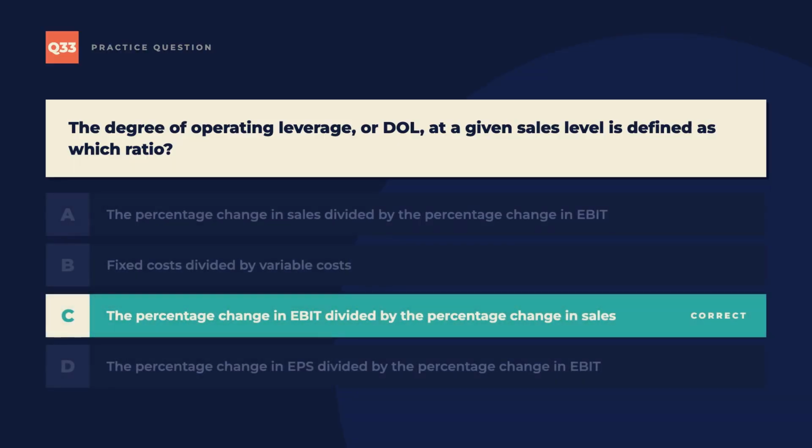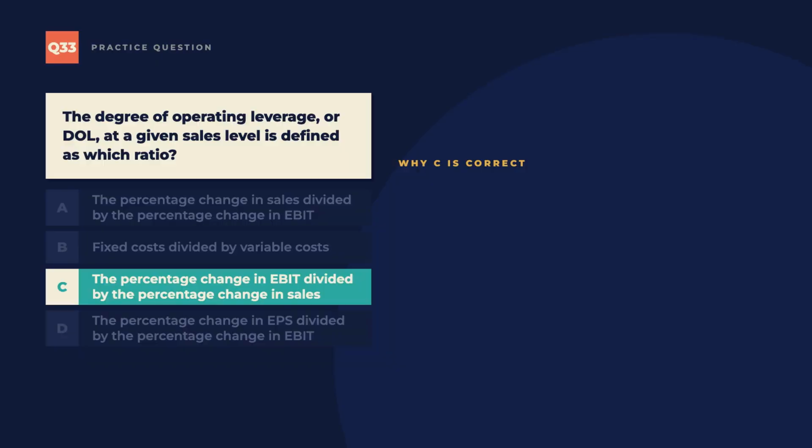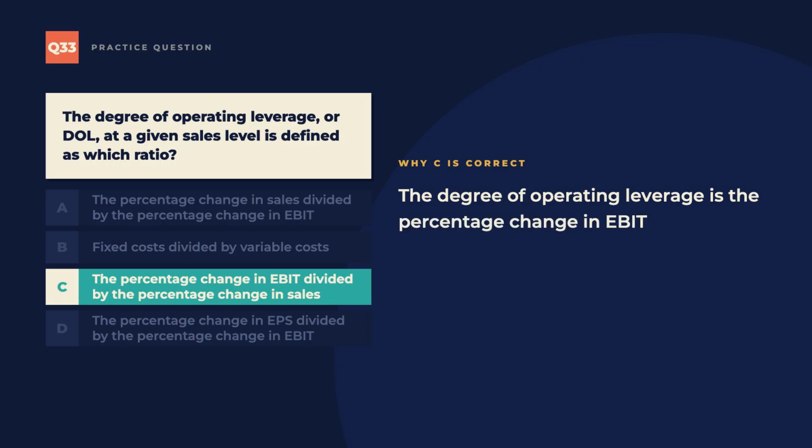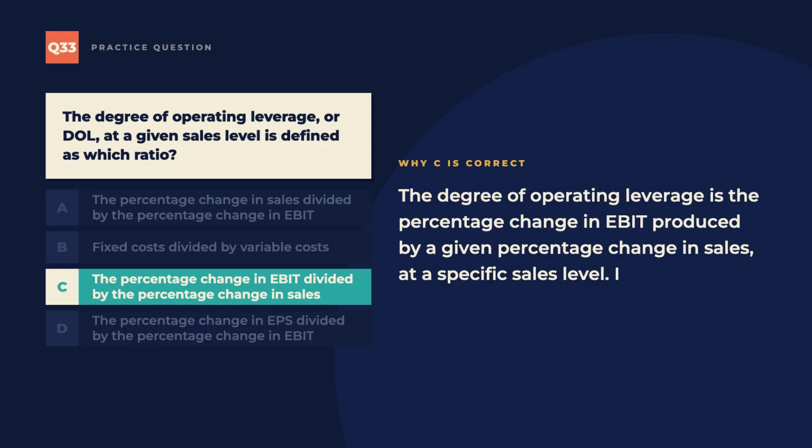The correct answer is C. The percentage change in EBIT divided by the percentage change in sales. C is correct because the degree of operating leverage is the percentage change in EBIT produced by a given percentage change in sales at a specific sales level. It measures how strongly operating profit responds to a change in sales volume.